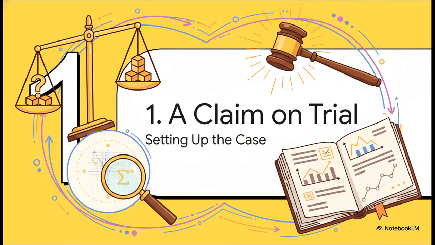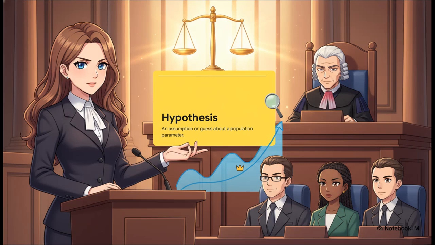Okay, first things first. Every trial has to start by formally stating the claim we're actually investigating. And in statistics, this isn't some vague idea. It's a really precise statement that kicks the whole process off. And that core claim, that central charge in our case, is called a hypothesis. It's basically an educated guess about some characteristic of a really big group, or what statisticians call a population. Everything that happens next is going to revolve around testing this one specific claim.